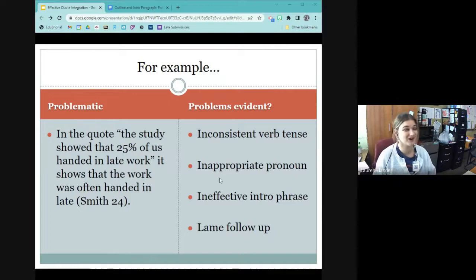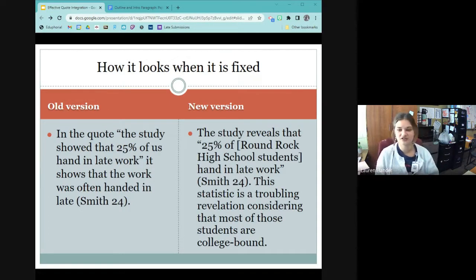So those are all the reasons it's wrong. Let's look at how to fix it. So instead of "in the quote," we say "the study reveals that 25%," instead of "us," "of Round Rock High School students hand in late work." And then I'm citing the source. I'm going to follow up with something more significant and clear. "This statistic is a troubling revelation, considering that most of those students are college bound. If 25% of students hand in late work and college doesn't take late work, that's a big concern." I'm not just saying that this is a statistic; it's showing why that statistic matters, and it's connecting back to an argument, not just a factual data point.